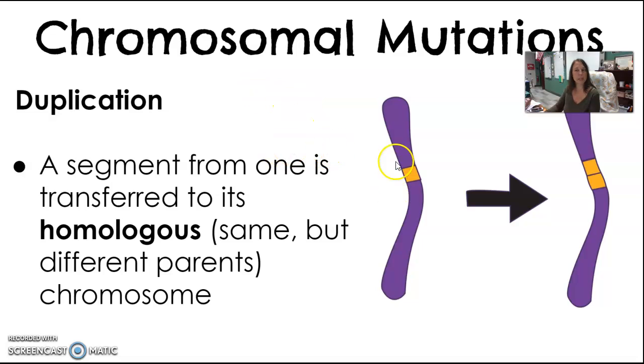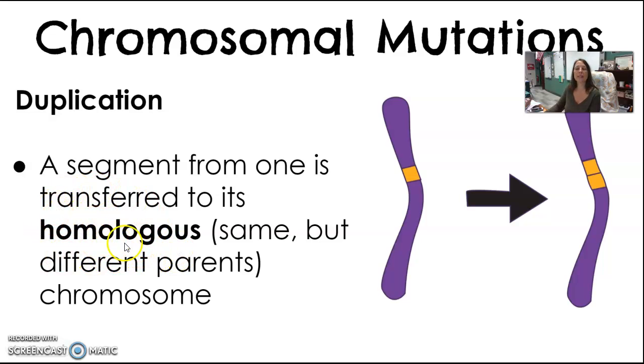And then we have duplication. Duplicate something means to copy it, right? So if we look at this little part of the chromosome represented by the orange here, a piece of that is going to make a copy, and then both of those pieces are going to be in the other chromosome. And this happens, like it says, between homologous chromosomes.